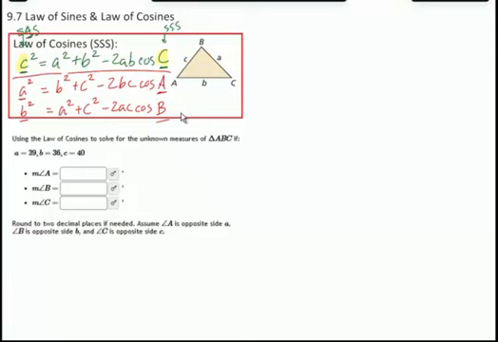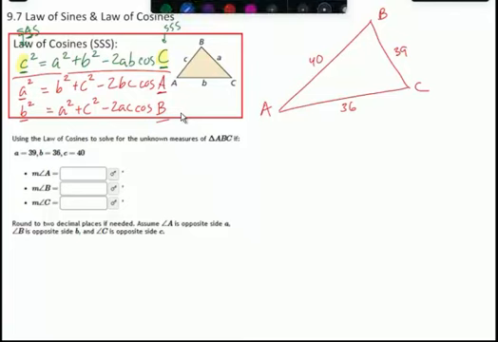So let's take a look at how this problem is going to be solved here. Let's take a triangle. So here's A, B, C. So in this problem, when you're given a pattern of SSS, we have side A is 39, opposite angle A, side B is 36, opposite angle B, and side C is 40.